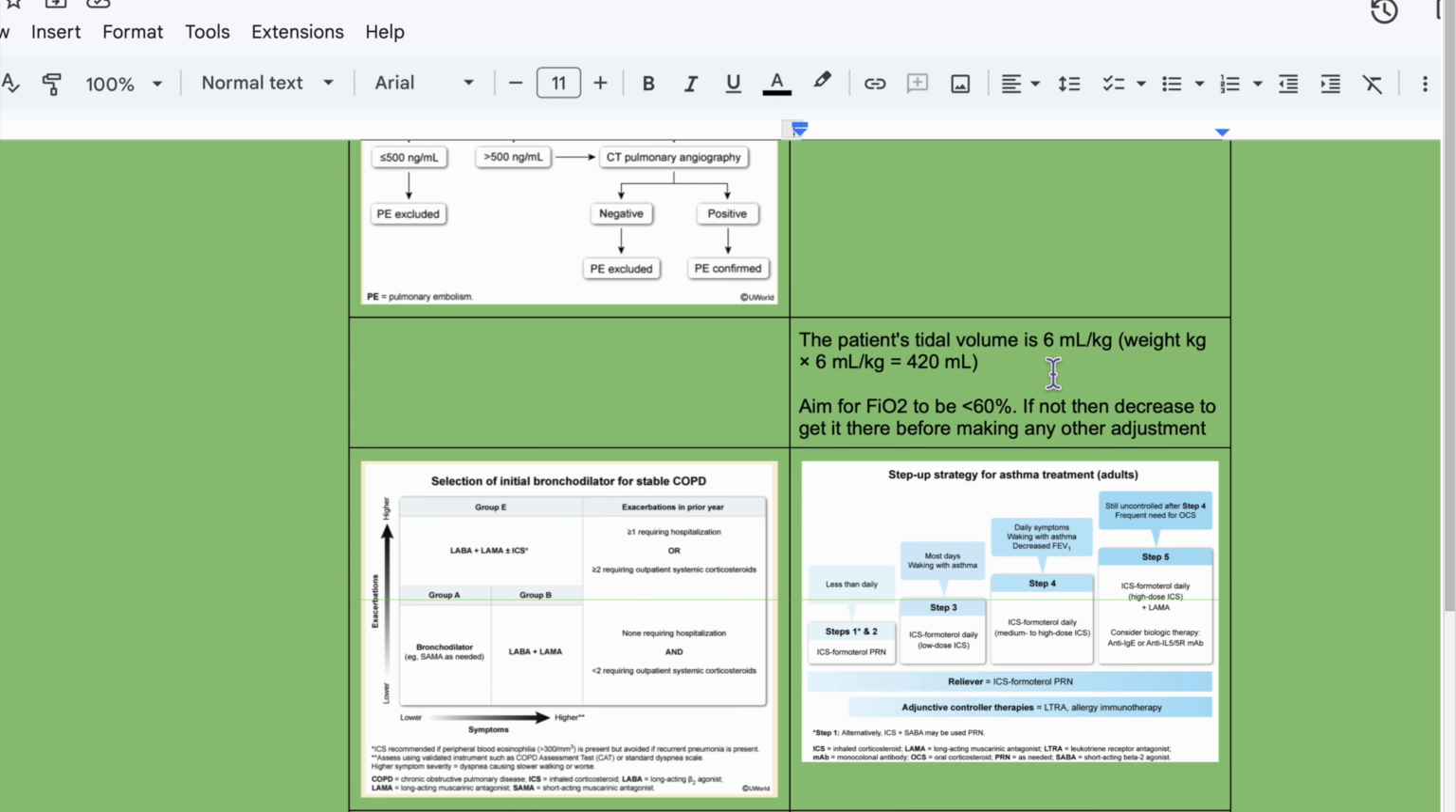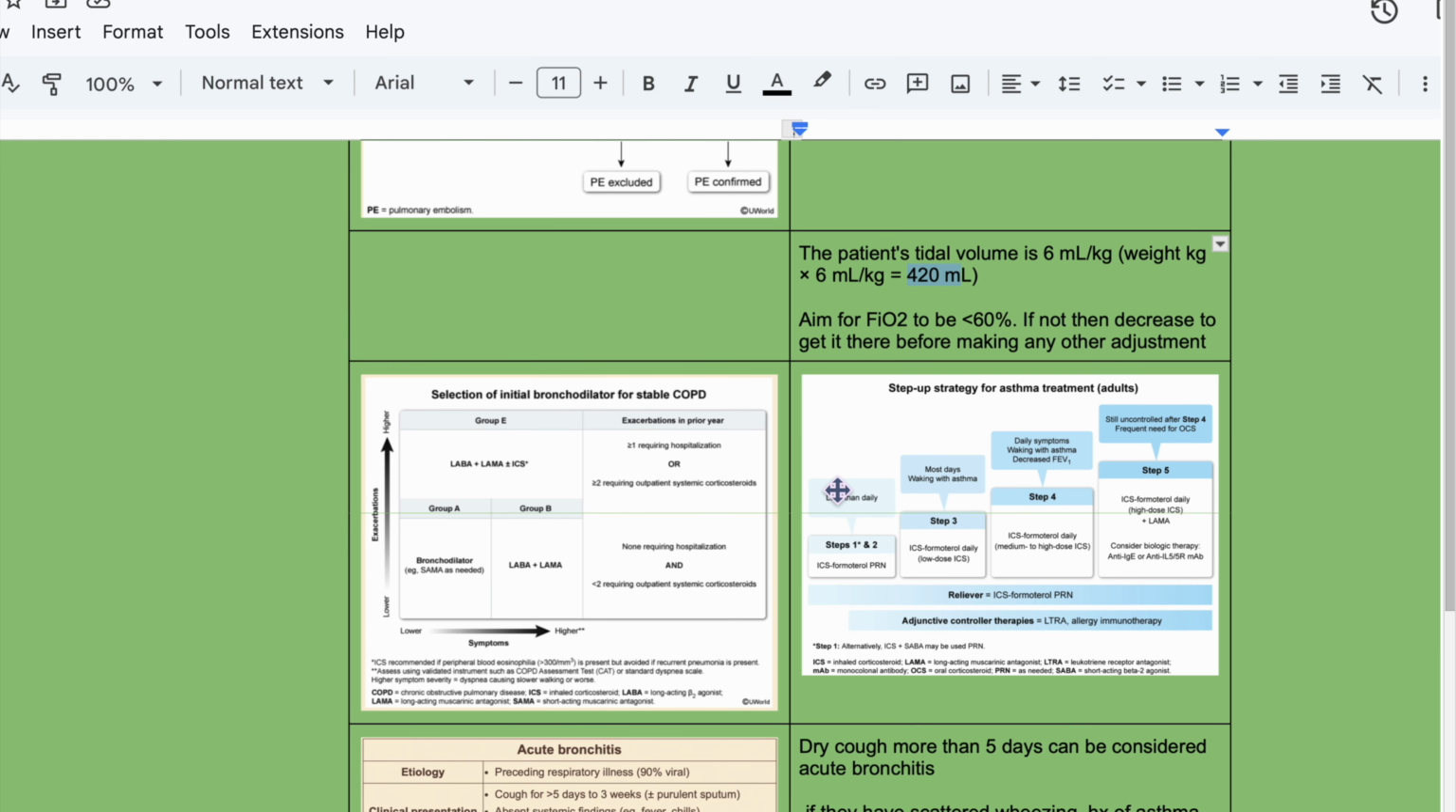The patient's tidal volume is 6 ml per kg. So you do 6 times whatever their weight is. Normal is around this. Aim for FiO2. FiO2 means inspired oxygen, the one that we give through the ventilation. It should be less than 60%. So if you're giving more than that, your goal is to get it down to 60% or lower. If not, then decrease it to get it there before making any other adjustments with the mechanical ventilation.